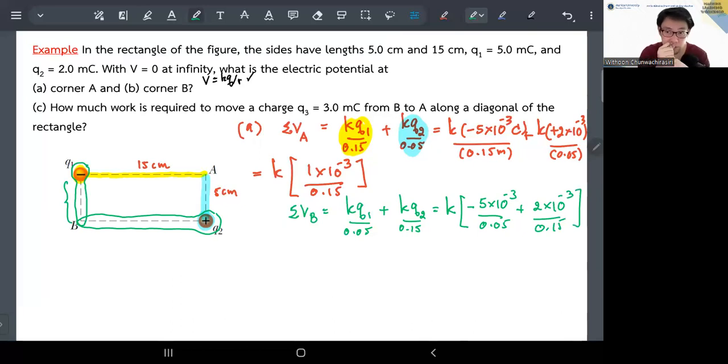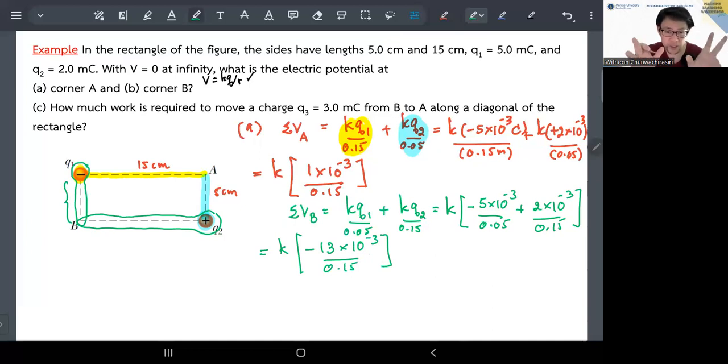Cool. So you guys still following so far so good? I'm just going to leave K there, even though you can substitute K to be 9 times 10 to the 9. It's just a number, so I don't worry too much about it. Over here, 3 is 15 minus 15, so it's going to be negative 13 times 10 to the negative 3 over 0.15. I don't worry too much about the final numerical value.